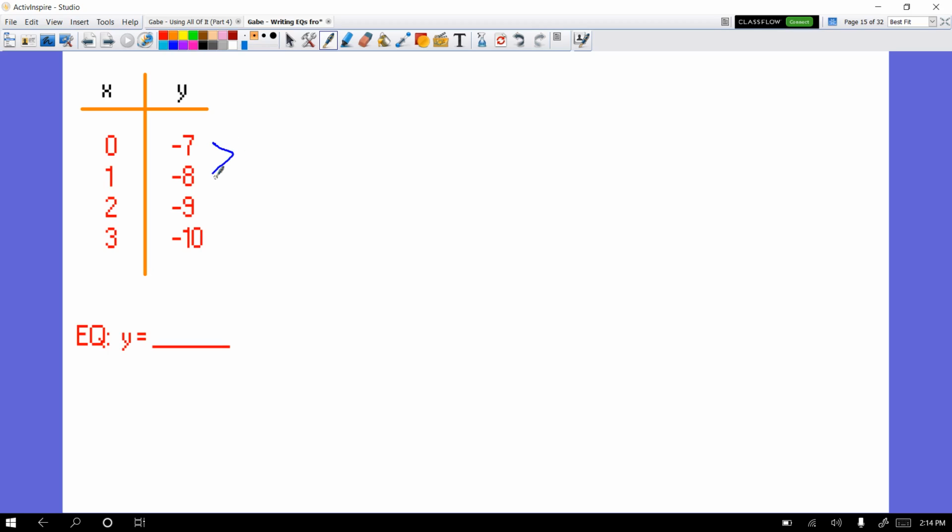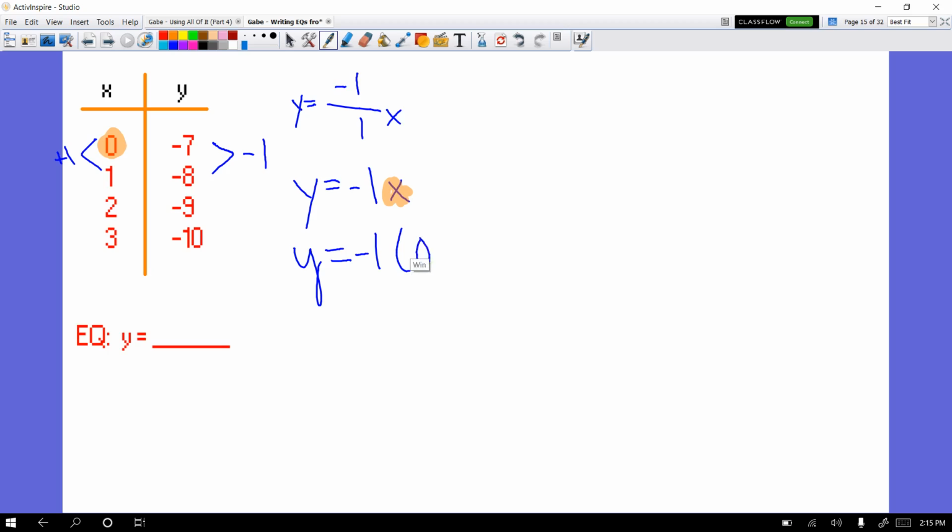So negative 7 to negative 8, minus 1. 0 to 1, plus 1. So we got negative 1 over 1x. And we know that that's the same thing as negative 1x. I'm going to pick an x value, and I'm going to substitute it in for x. Y equals negative 1 times 0. Now it says I should come out with negative 7. I don't think I'm going to. It's negative 1 times 0, 0. How do I go from 0 to negative 7? Minus 7.